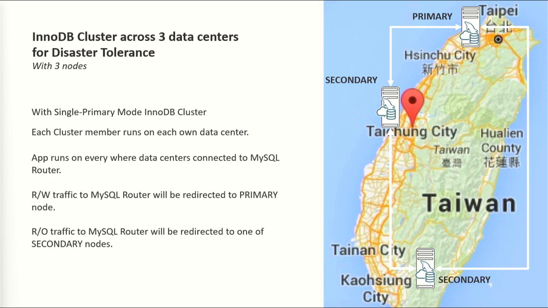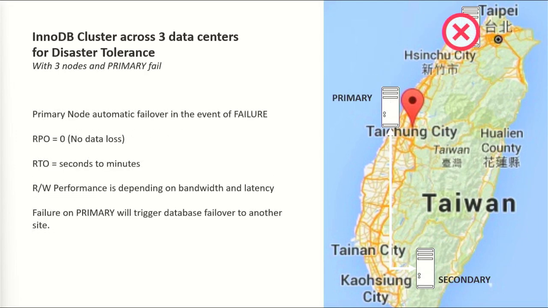MySQL Routers can run everywhere. You can have the primary node at the Taipei data center, and you can have applications running at the Kaohsiung data center connected to the MySQL Routers. The MySQL Routers will redirect the connections to the primary database running at the Taipei data center and so on. And this design has implications. If the InnoDB cluster node running at the Taipei data center suddenly crashes, it will trigger a site failover, because there is no high availability within each data center.